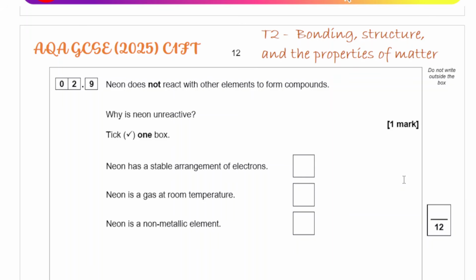Neon does not react with other elements to form compounds. Why is neon unreactive? Now neon is in group 8 or group 0, which means it is the 10th element in the periodic table, so it has 2 and then 8 electrons in the second shell, which means neon has a stable arrangement of electrons.